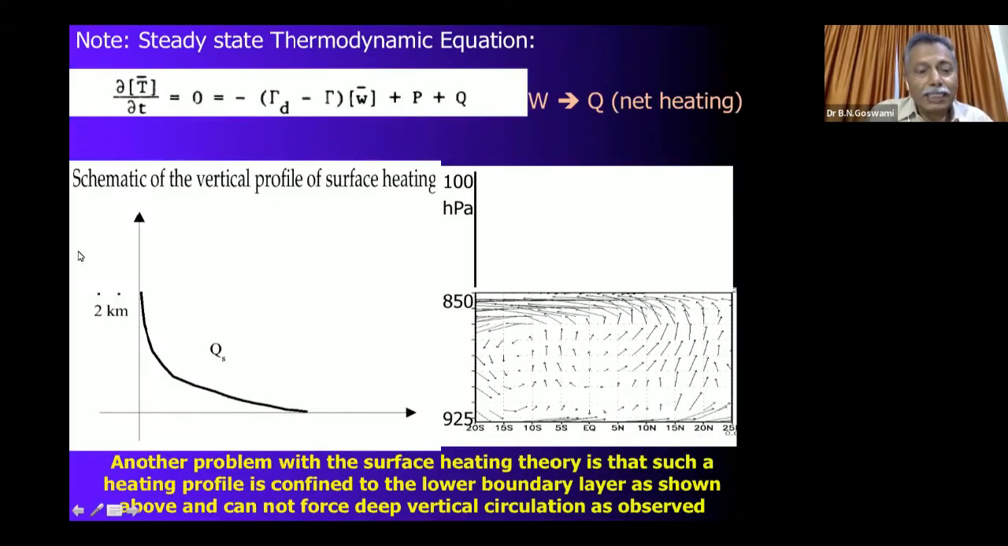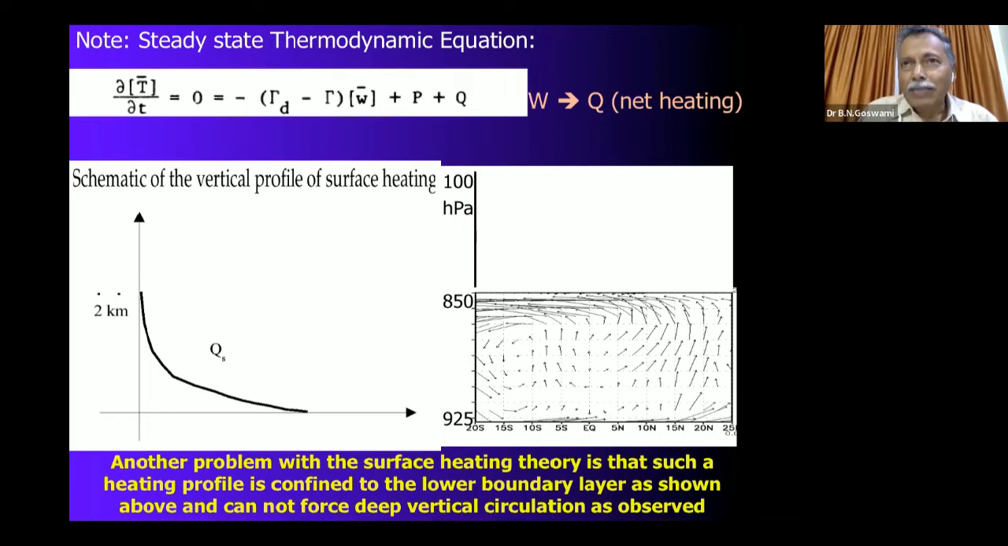Here, this 2 kilometers is because the surface is turbulent, and that is the average depth of the boundary layer. Up to that level, heat can mix through turbulent processes, and it will decay exponentially. There is maximum heating near the surface, then it decays, and there is little or no heating above that, only radiative heating. The radiative heating is basically cooling in the atmosphere, on a time mean sense. Therefore there cannot be any vertical velocity. This has been modeled also. You can do a linear model study, and it will show that this is what happens.